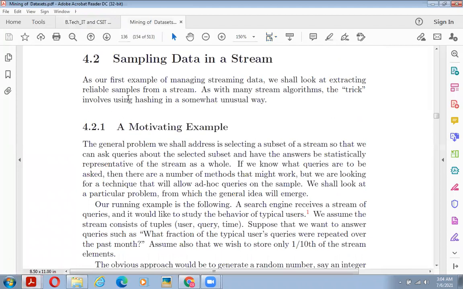Let's move ahead. What is sampling data in the stream all about? In this book, what we are referring to is that when we talk about managing data streams, sometimes we want to get reliable samples from a stream. As with many stream algorithms, the trick involves using hashing in a somewhat unusual way.